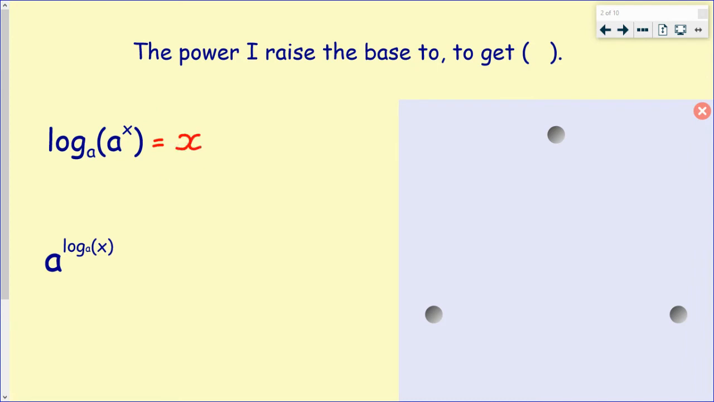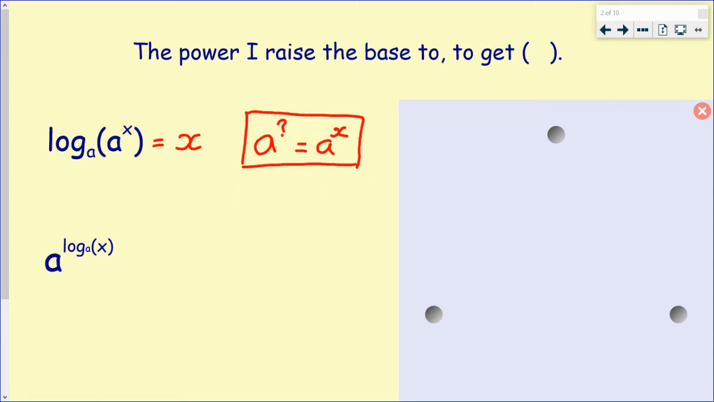It's just x. This is saying, what power do I have to raise a to get a to the x? Well, in this case, the question mark is x. Now, actually, this is a significant, separate rule that hopefully you're familiar with.